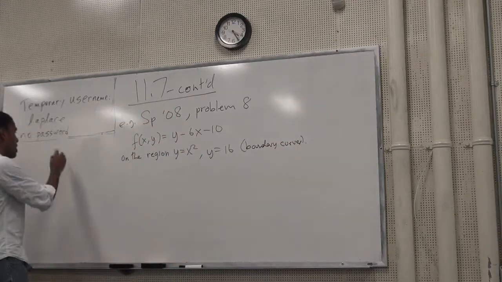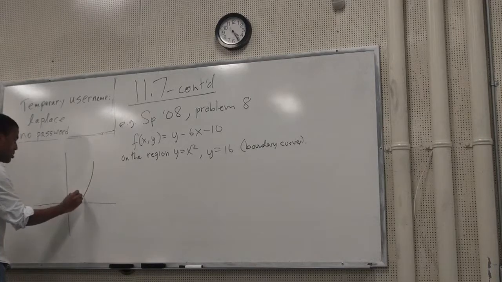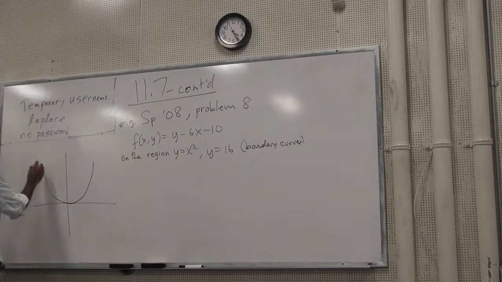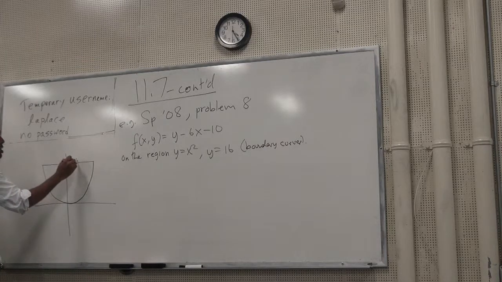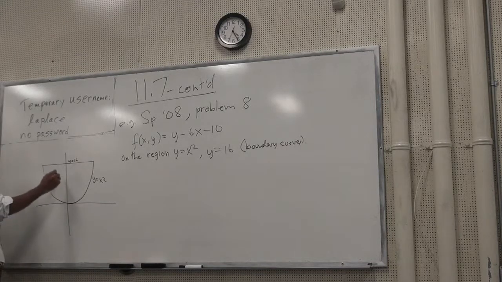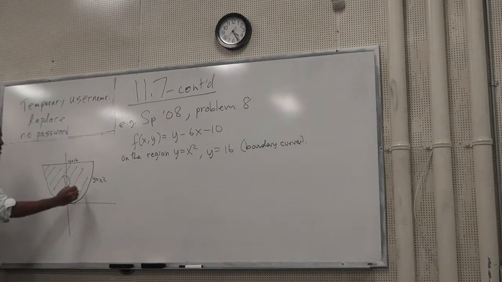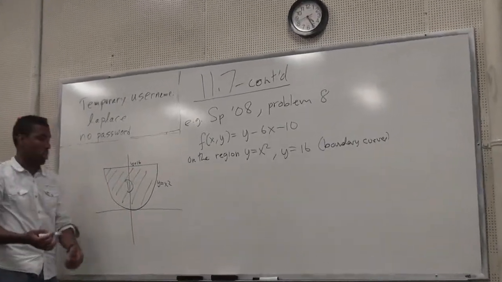Okay, so basically here, in this case, our boundary curves look like a parabola for part of it, and then a straight line for the other part, right? So you have y equals 16, and you have y equals x squared. This boundary region here is D, right? So you see here, you only have 2 curves to test, right? But you have to test all the curves.